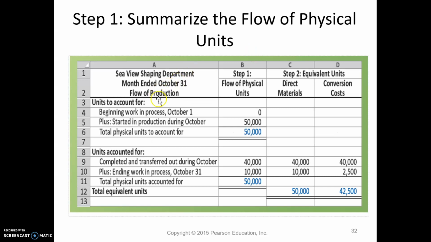So here we can see the beginning work in process plus the units you started into production. That's what we need to account for. The units we can account for at the end are the units that you completed and transferred to the next department, plus the units you still have in ending work in process. And these need to equal.